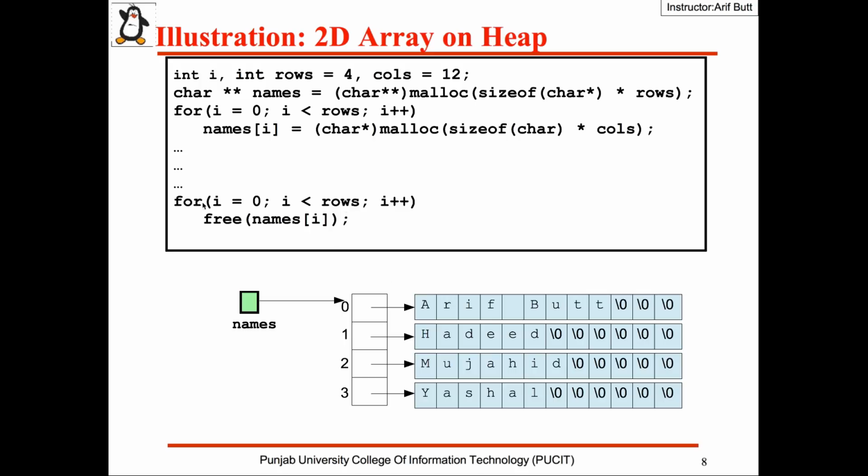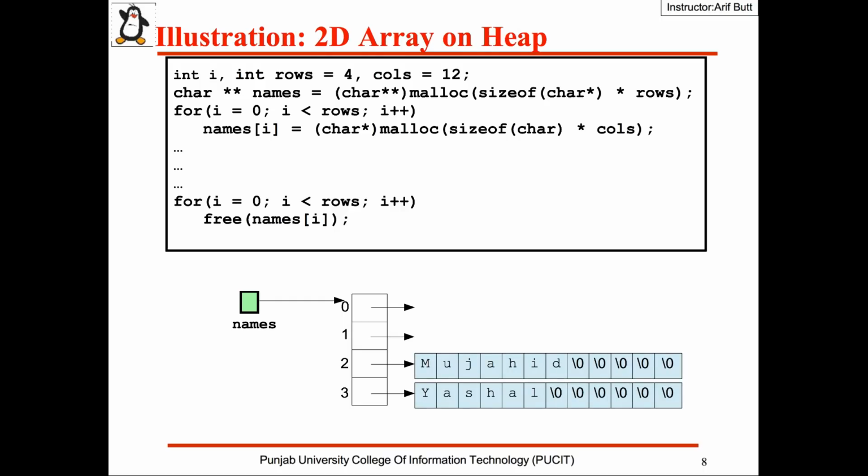So we have a loop over here which runs, of course, 4 times, and every time it frees one of these arrays. So when this gets executed with i equal to 0, this portion of the memory on the heap gets freed. When it gets executed for i equal to 1, we have the second array freed from the memory, and then the third, and then finally the fourth.